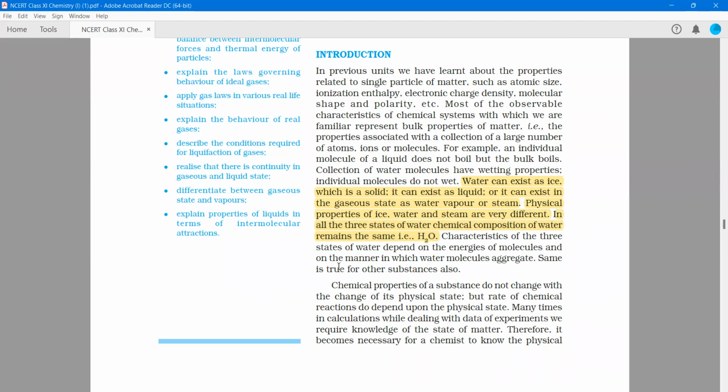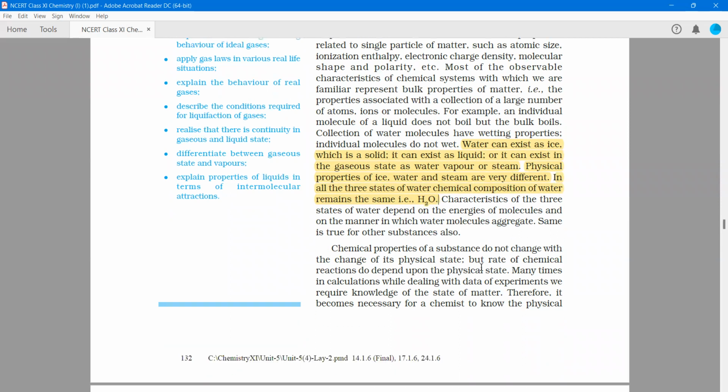Characteristics of the three states of water depend on the energies of molecules and on the manner in which the water molecules aggregate. The same is true for other substances also. Here we are talking just about water, but it is also for other substances which exist in different states of matter.